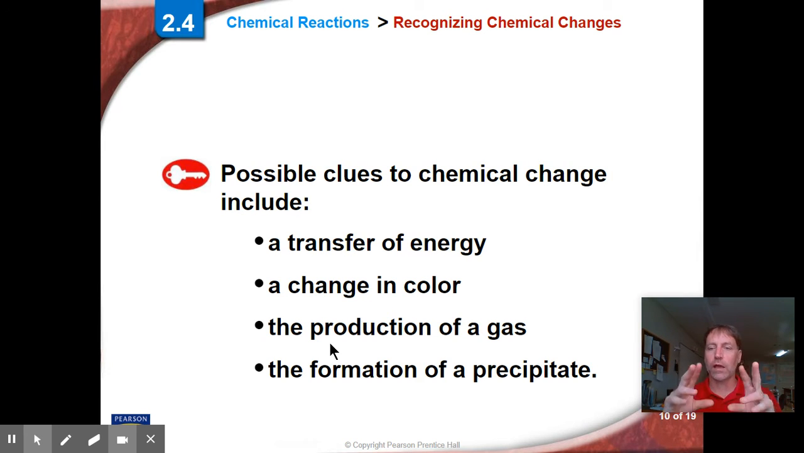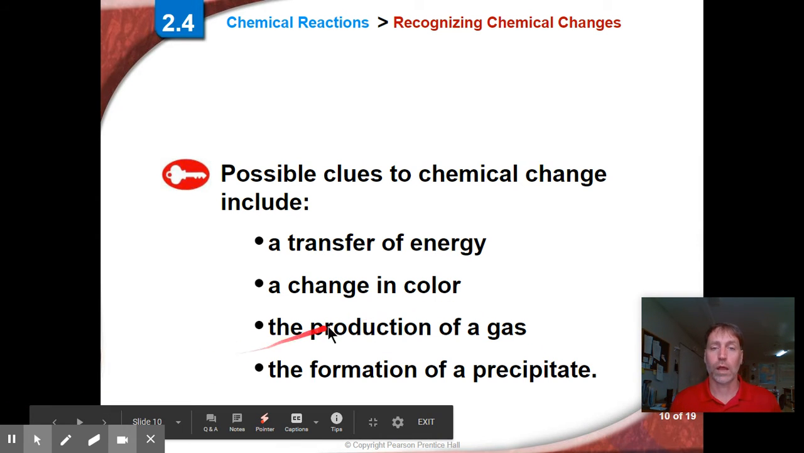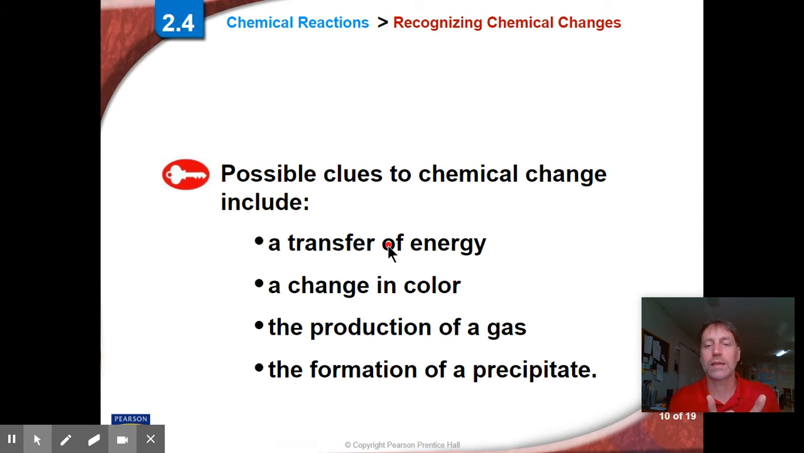There was a production of gas. You saw bubbles come up, like in the vinegar and baking soda example. You know that something's happened when you put vinegar and baking soda together because you see a gas form. Another sign in that reaction is a transfer of energy. The container, the resulting liquid, the vinegar part, will get colder. That's another way that you can tell.